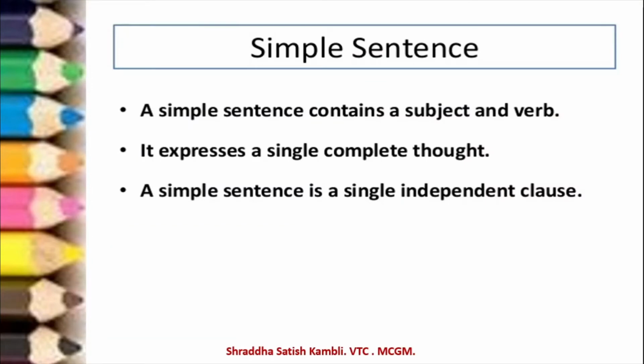So keeping this in mind, let us now look at what simple sentences are. A simple sentence contains a subject and a verb. It expresses a single complete thought. I just told you that in a simple sentence, just one simple thing is happening. More than one thing is not happening. So it expresses a single complete thought. And the third important point is, a simple sentence is a single independent clause.